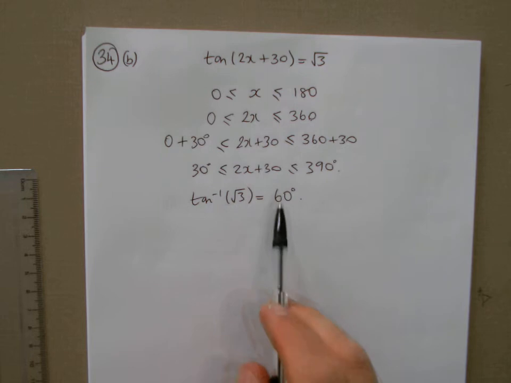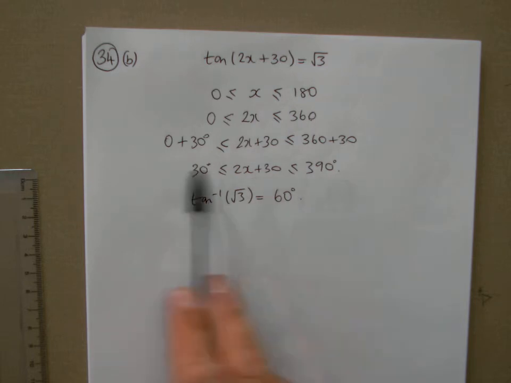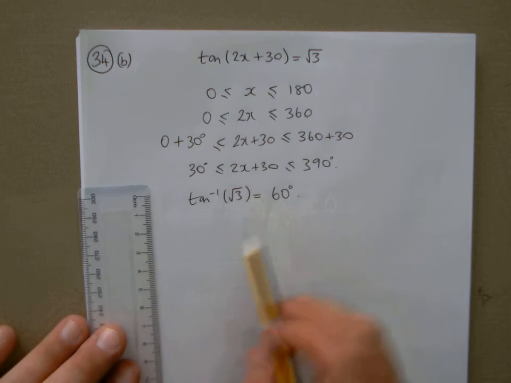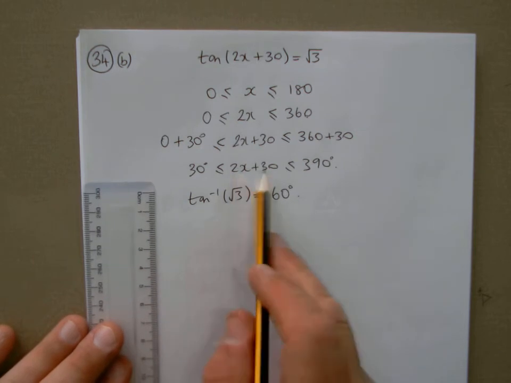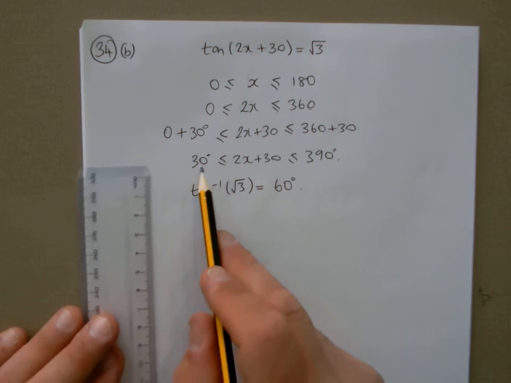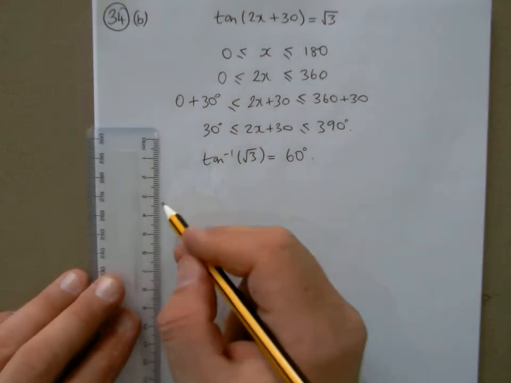But that solution, of course, is for 2x plus 30, isn't it? So what I'm going to do now is find all the other solutions for the 2x plus 30 in this range here, and draw my tan graph. It's got to be between 30 and 390. Now, it's a bit unrealistic to draw my tan graph from 30, so we'll actually do it from 0. That would make sense, right?